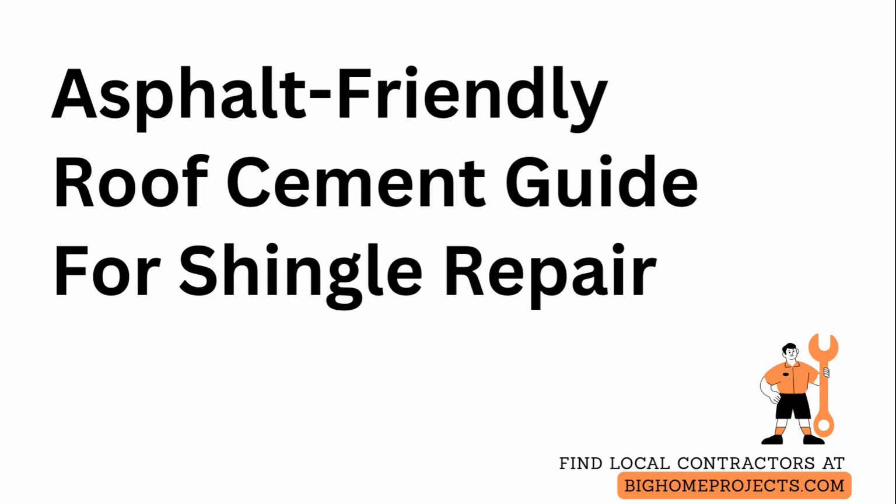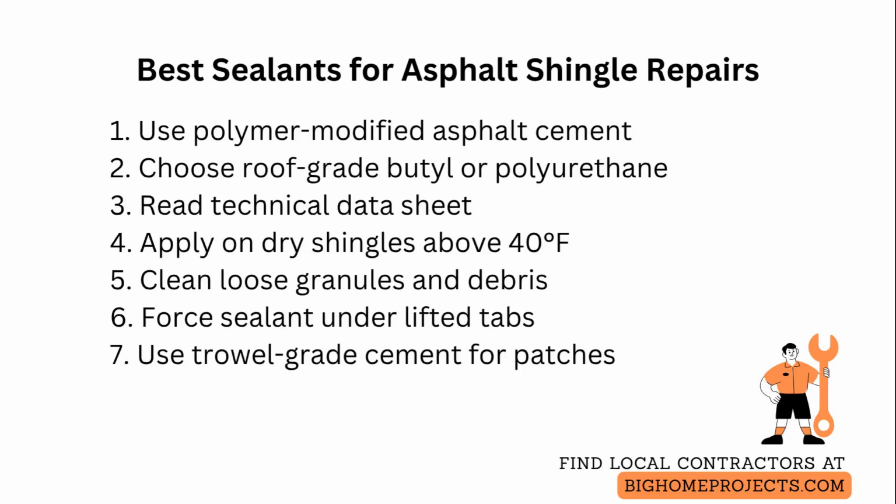Use a roofing-specific asphalt-compatible sealant rather than a general silicone or household product. For repairs on asphalt shingle roofs, choose a polymer-modified asphalt roof cement or a roof-grade butyl or polyurethane sealant that explicitly states compatibility with asphalt shingles.